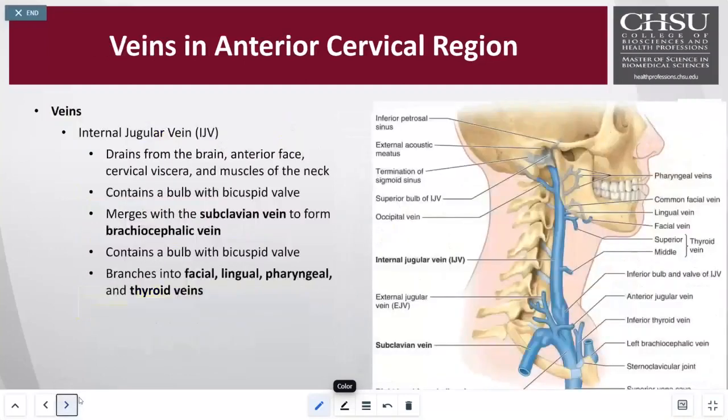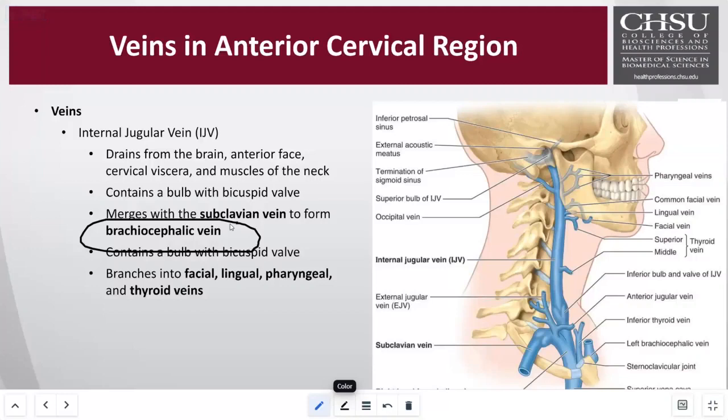All right, cool. And then now the vein for the anterior region is going to match with the internal. So we went over the external EJV. Now we have the IJV, the internal jugular vein, which drains all the venous passage from the brain, from the anterior face, all the viscera that we went over, and of course, the majority of the muscles of the neck. I didn't list them out, it's just muscles of the neck. They then merge down with the subclavian vein and then eventually commit to creating the brachiocephalic vein.